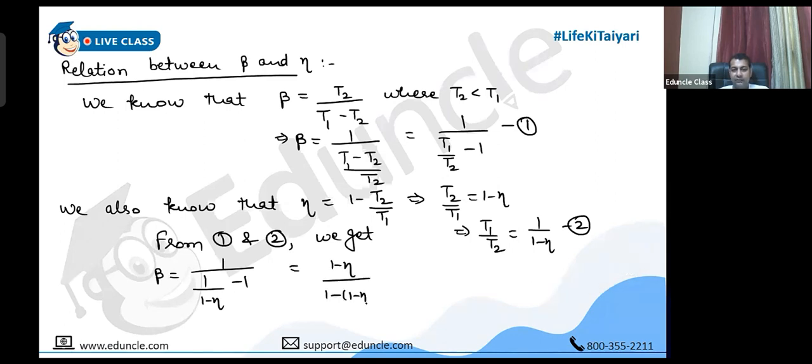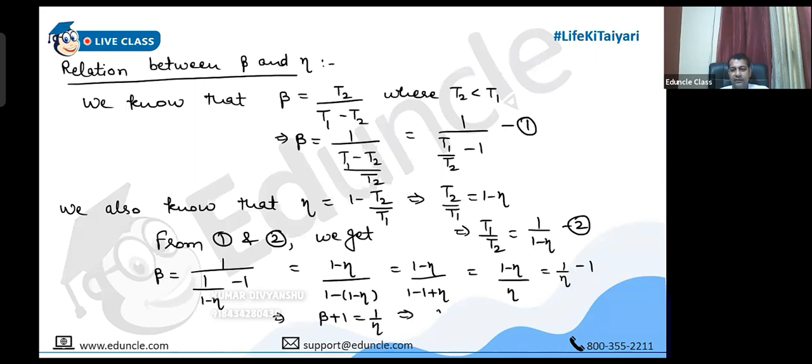Let us take the LCM. Beta plus 1 is 1 by eta. Eta is 1 by 1 plus beta. This is the relation that we were looking for. Please check. Clear? Yes, sir.